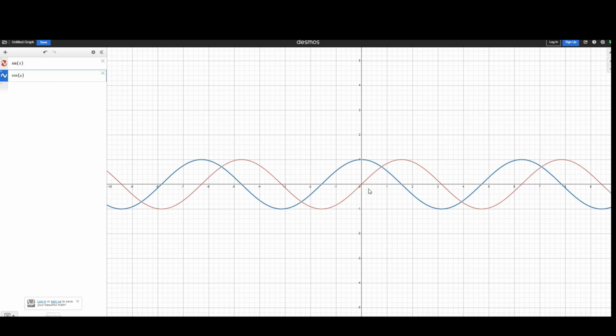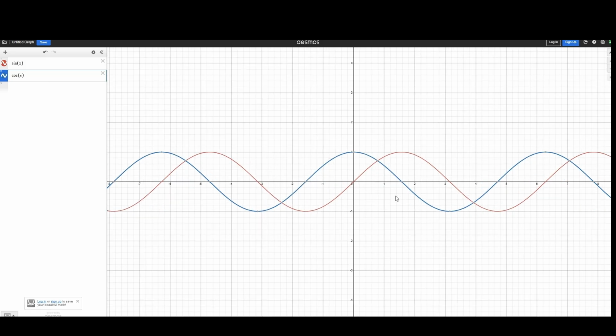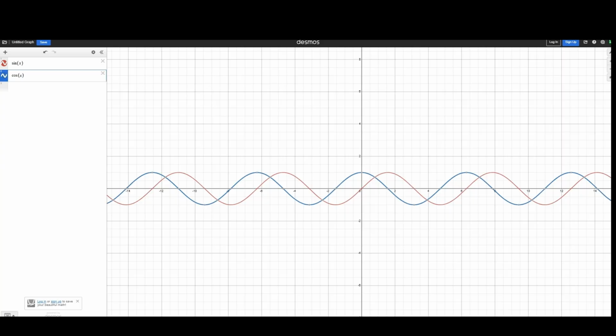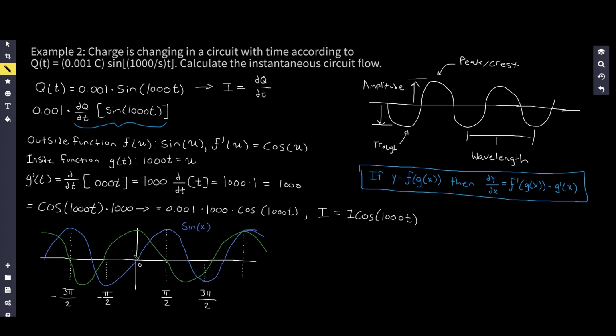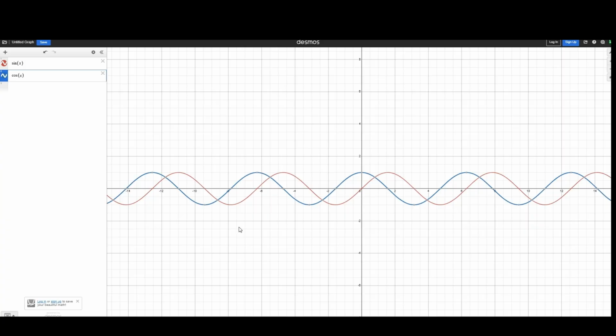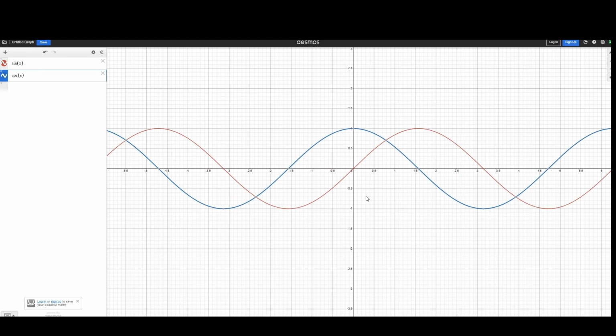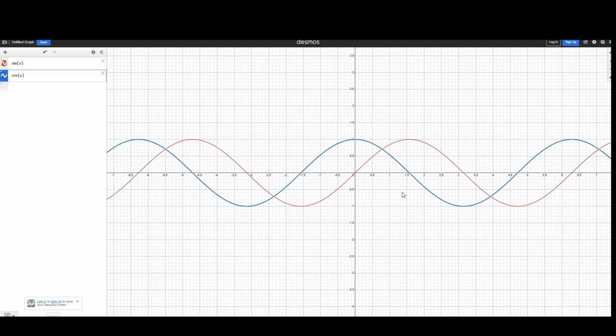Desmos comes in handy when it comes to stuff like this because I just don't want to spread misinformation. This is like a drawing of what it's supposed to look like, but this is what it looks like graphically speaking. A graph of sine of x and cosine of x. And so you can see that again, they have the same amplitude, same peaks, same crests, same wavelengths even, but they hit that x-intercept at different points.